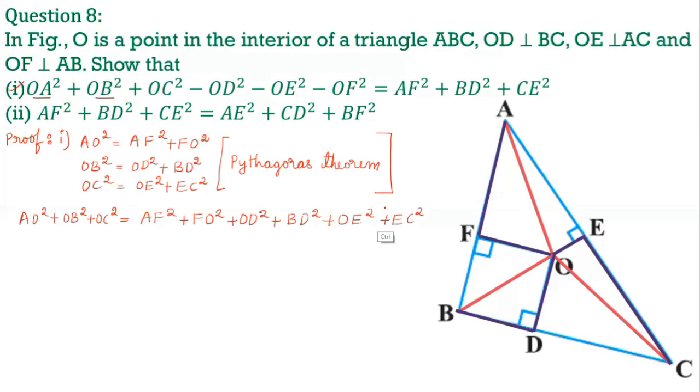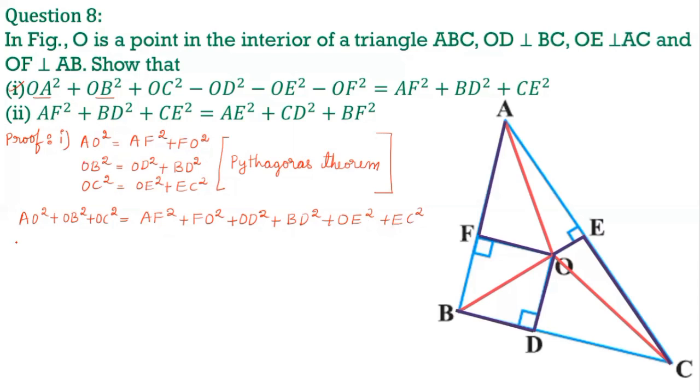Now we got all the terms of what we have to prove. See here, AO square, OB square, OC square are there on the left hand side. Now we want OD square, OE square and OF square on the left hand side, but they are on the right hand side. So bring OD square, OF square and OE square to the left hand side. Then the first one is proved.